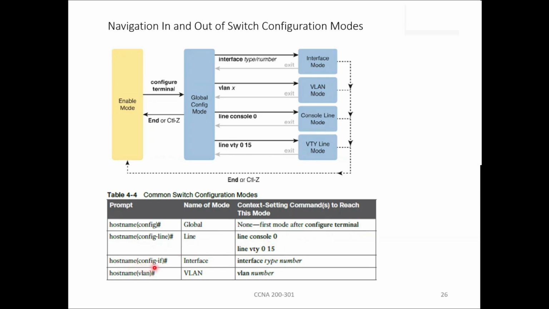If you'd like to log into the interface, you can see config-if means interface. We can then type the interface command, and you can see the VLAN mode. That's a VLAN mode. You can put a VLAN number as well. So these are the different kinds of modes we have in our switch and also in our router environment. All these commands we are looking at are applicable to both switch and routers.